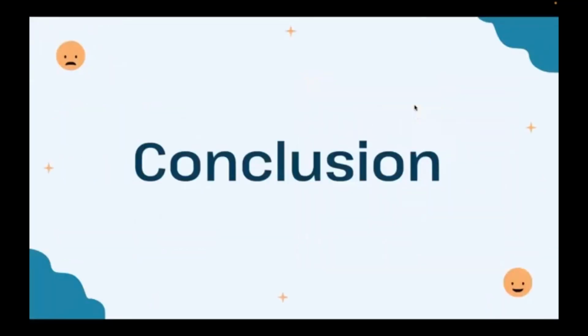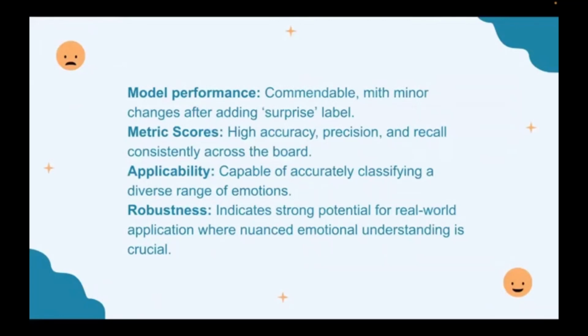Now is the conclusion. To wrap up our presentation, the performance of our emotion classification model is highly commendable. Even with the inclusion of surprise emotion, the model sustains high accuracy, precision, and recall across all categories, signifying its reliability in understanding a broad spectrum of emotions.